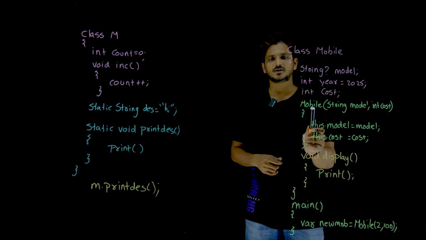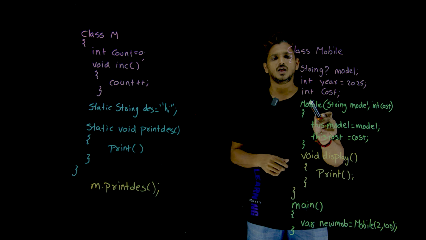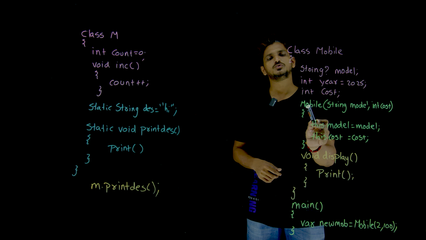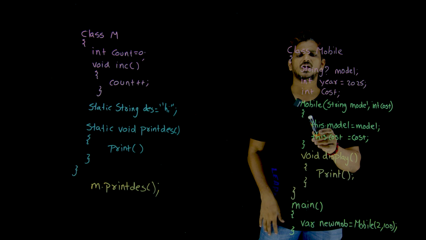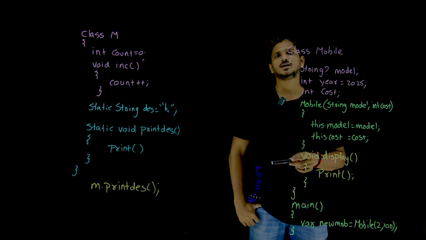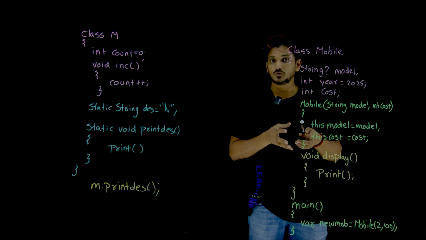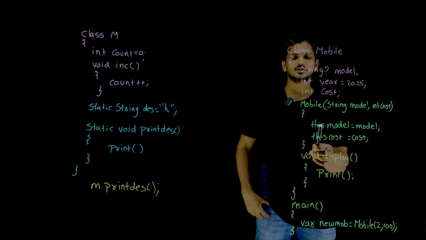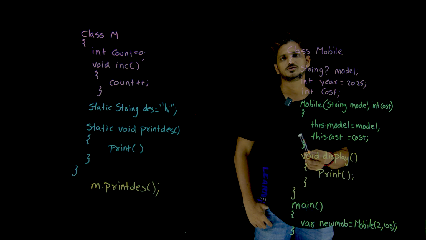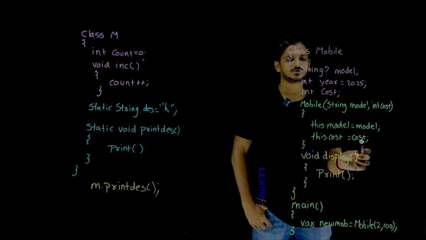If you want to define a constructor, meaning that during the creation of an object you want to assign values, we use a constructor. Same as in Java programming, the class name is used as the constructor name. Here also we follow the same thing. Mobile is the class name, used as the constructor name, and we create a constructor. If you want to point to the present object, we use the this keyword: this dot model equal to model. In Java also we use the same this keyword in order to assign values to the present object. This dot cost is equal to cost.